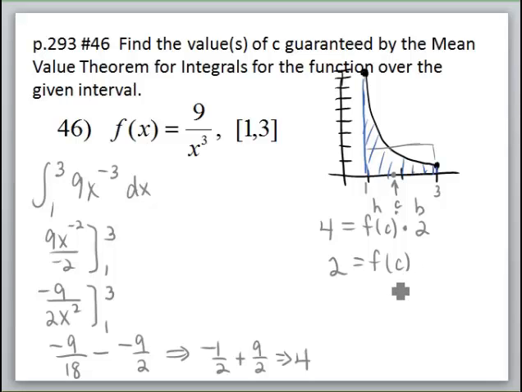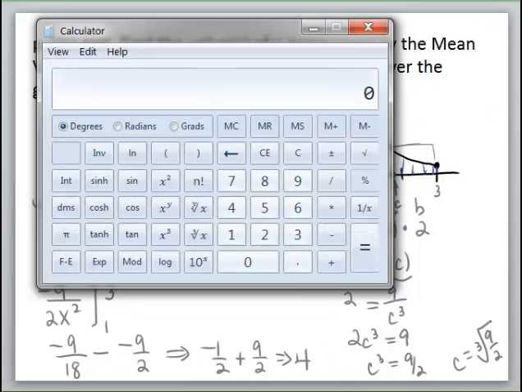So the function itself is 9, and I'll replace the x with a c because that's what I'm talking about, 9 over c cubed. I can then cross multiply and get 2c cubed equals 9, and then divide by 2, and I get 9/2. So my c value is the cube root of 9/2. Now if we want to know what number that is exactly, we'd have to use our calculator to compute that.